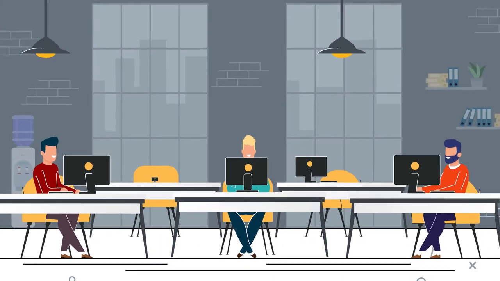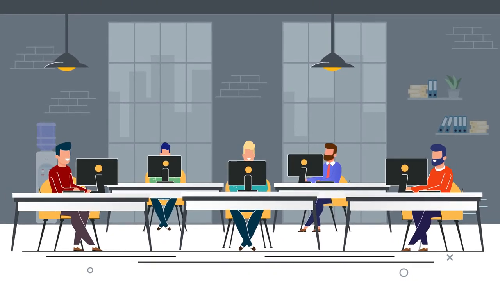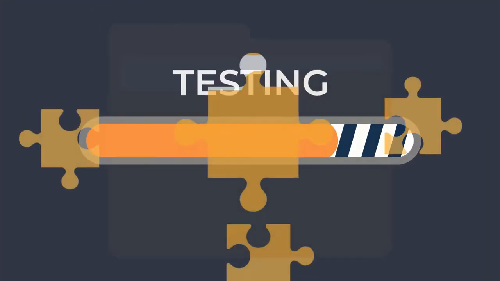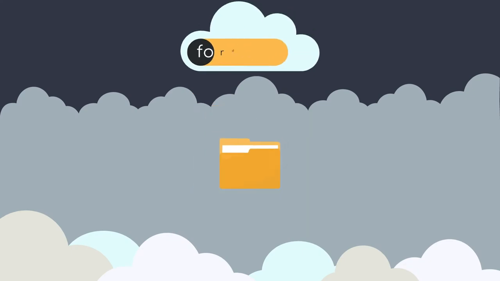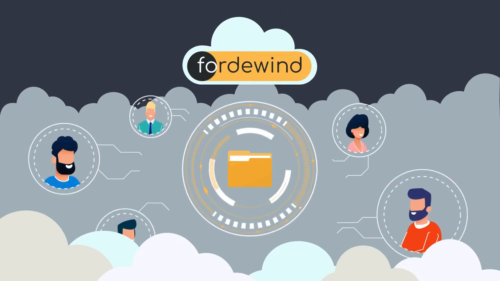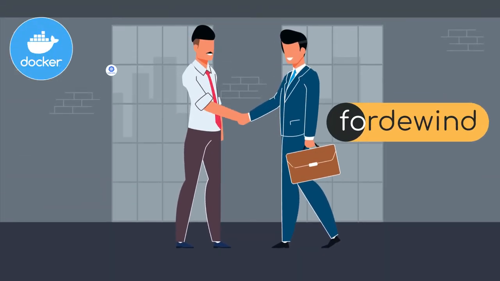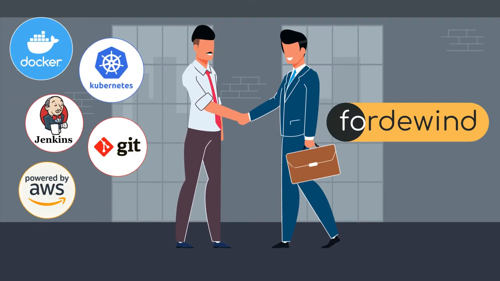Fordewind offers a solution that covers the development team's needs for DevOps. You will be able to perform seamless automated testing, build a product, and then publish it to the cloud. And all thanks to established processes of work and interaction within the development team. Fordewind offers the use of a stack of technologies to solve most DevOps problems.